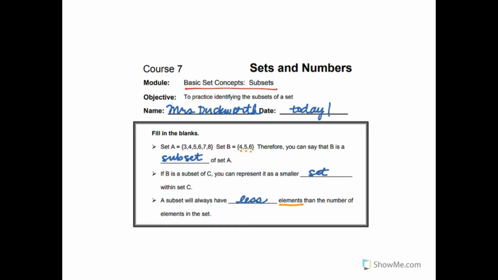I also would like to go ahead and draw a doodle that represents subsets. So here I'm going to represent set A with a green circle, and I'm going to represent set B with a blue circle. So the blue is a subset. So this is a subset.